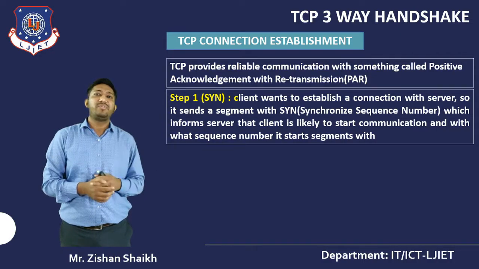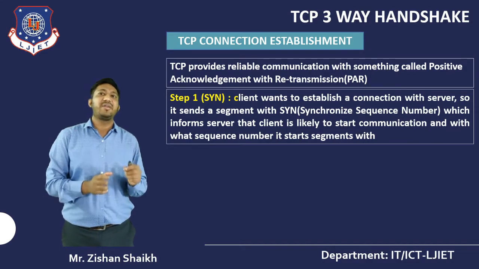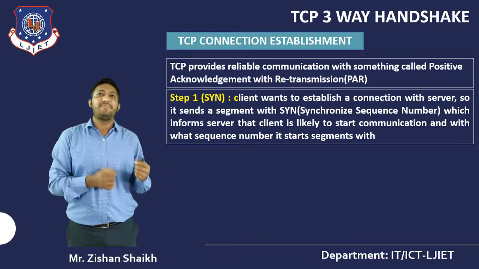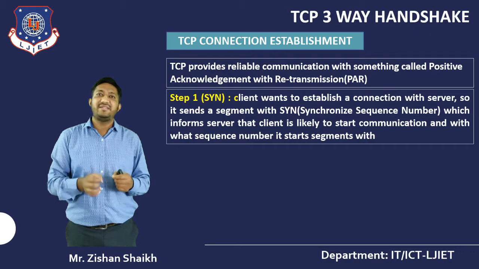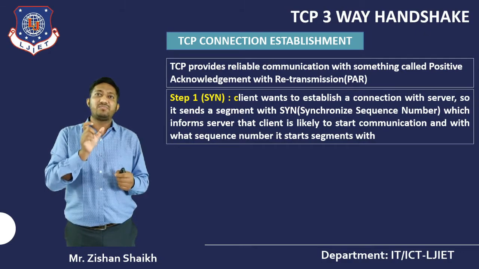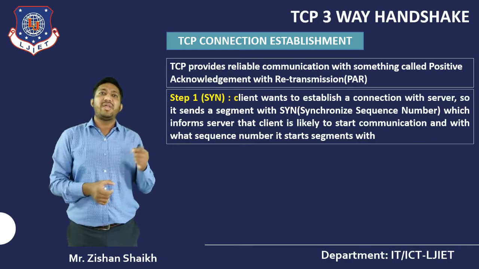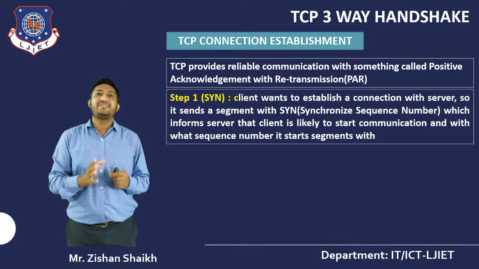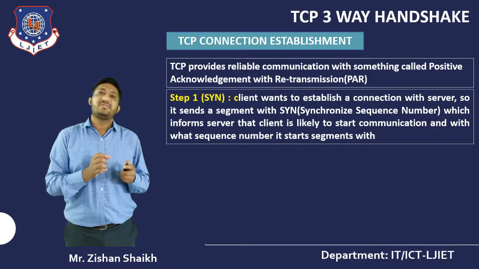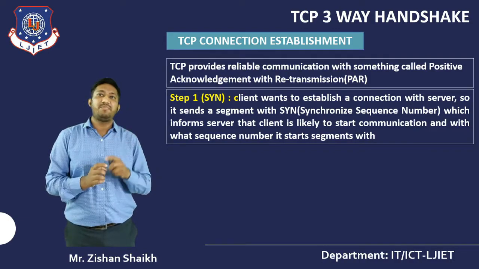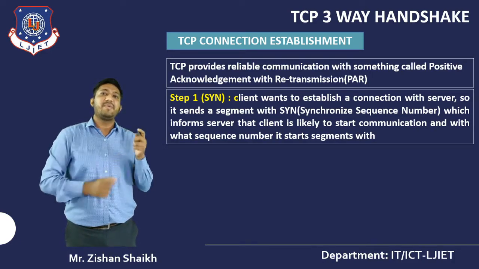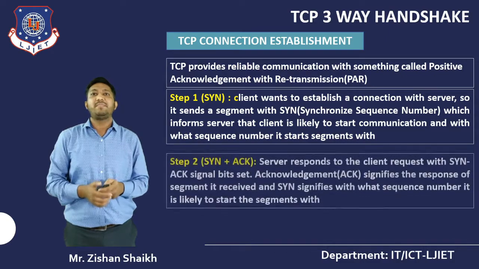The first step is all about the synchronization sequence number. When a client wants to establish a connection with the server, the client initiates step number 1 and sends a segment, that is a small part, with a synchronization sequence number, which informs the server that the client is ready to communicate with the server. So this is the first step. Using that, the client initiates and sends one message. That message is known as a synchronization message.